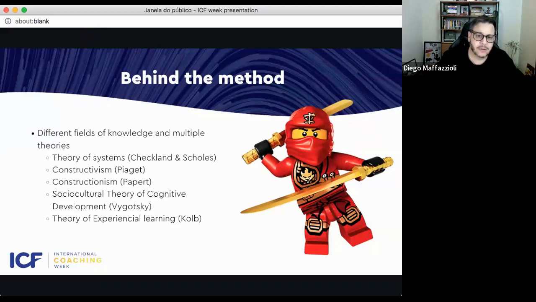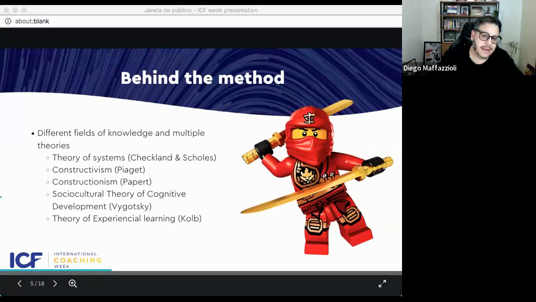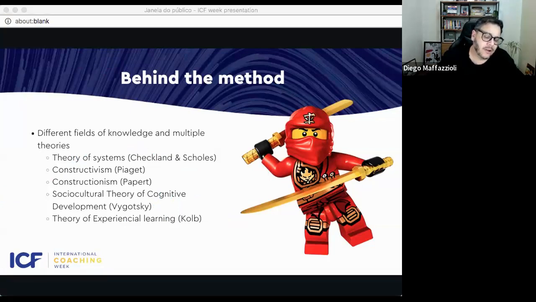And the third, the constructionism of Papert, that told us it is all about learning, interacting with the world using technologies. And in this case, Lego Serious Play is the technology. We are using it like a technology to facilitate dialogues, okay? To make it easier.